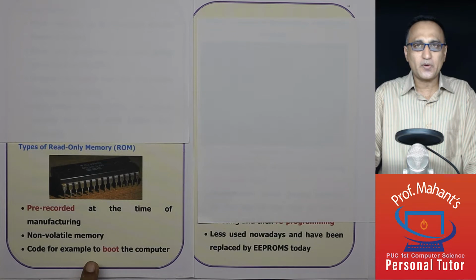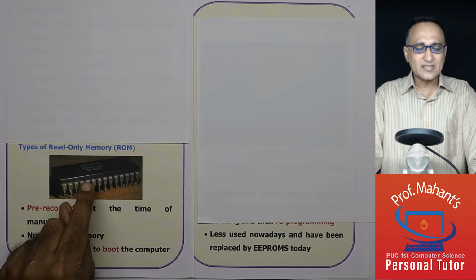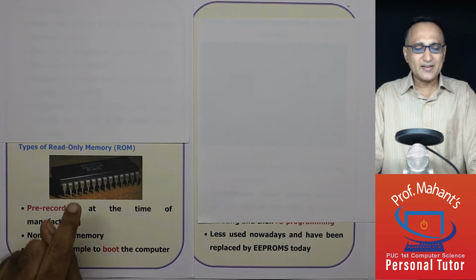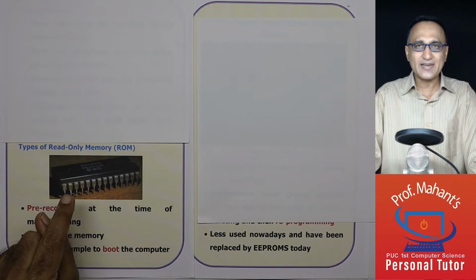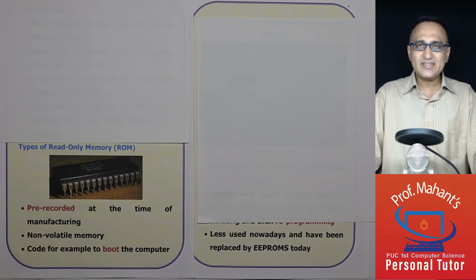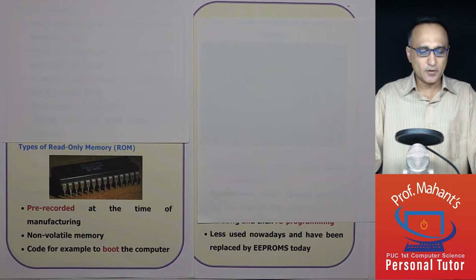So when you switch on the power, there is a program in this read-only memory called the boot program. It reads code from the boot program and loads the operating system, like Windows or Linux, so that you can use your PC. So we have different types of ROM. In this session, we are going to talk about EPROMs, EEPROMs, and so on.